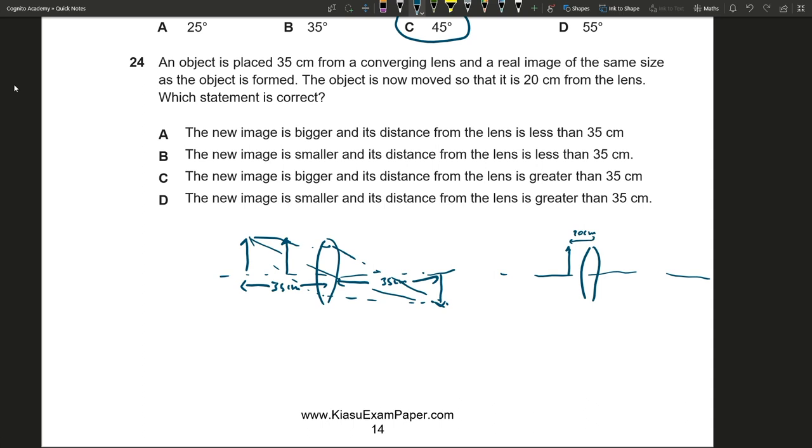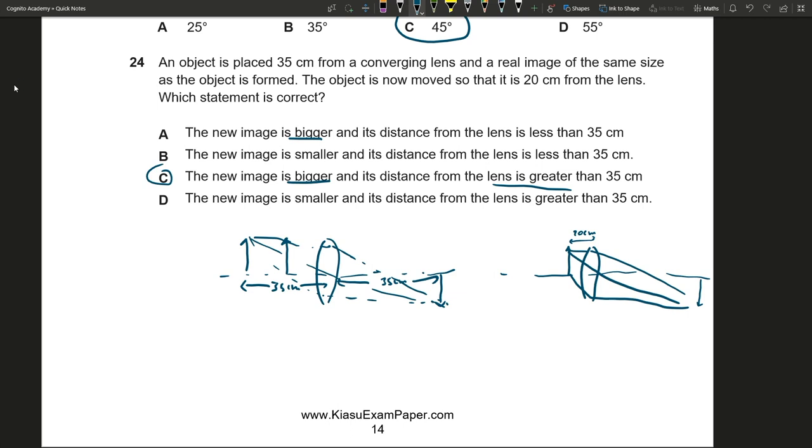And we are asked whether the new image is bigger or smaller, and whether the distance from the lens is greater than 35 cm. One way to do it is to draw the diagram, so we realize that with a closer distance, it takes further to refract. So the image will be further away and bigger. Another way is to use our rule: further, bigger, and further. So the distance from the lens is greater. The answer here is C.